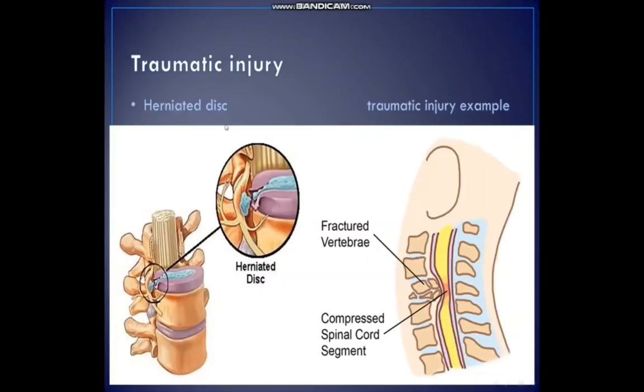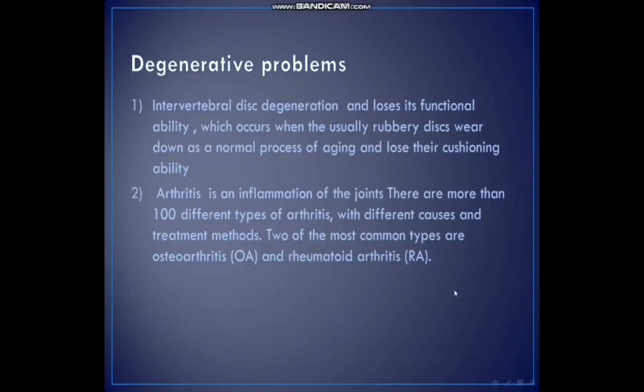Traumatic injury, the herniated disc. Here we can see the intervertebral disc give out the nucleus pulposus, and the nucleus pulposus compresses the spinal nerve and gives us the feeling of pain. And the next example is the cervical vertebra after a fracture, from a car accident or any accident. They fracture the vertebral bone and compress the spine, giving us the feeling and sensation of pain.